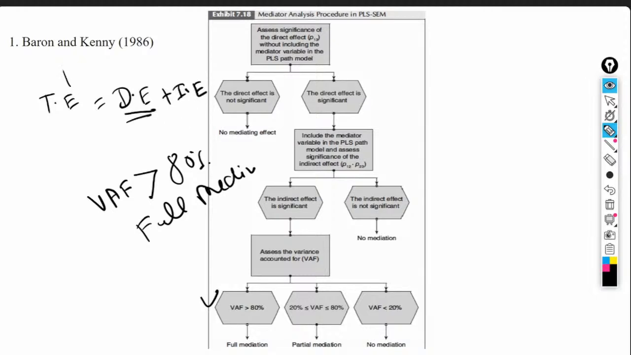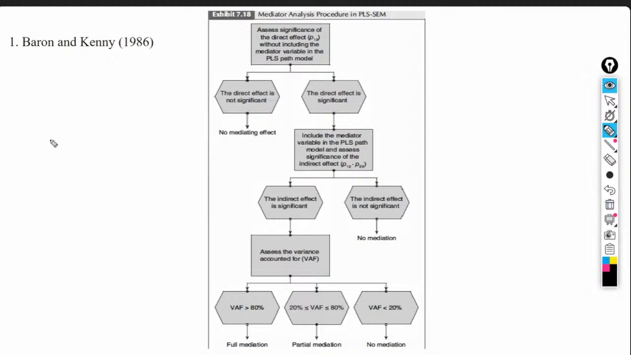So full mediation means the direct effect should not be significant, meaning its p value should be greater than 0.05, and the indirect effect p value should be less than 0.05. So if the total effect equals the direct effect, not significant, and the indirect effect is significant, then there is full mediation. It means the mediating variable fully controls the relationship between the dependent and independent variable.